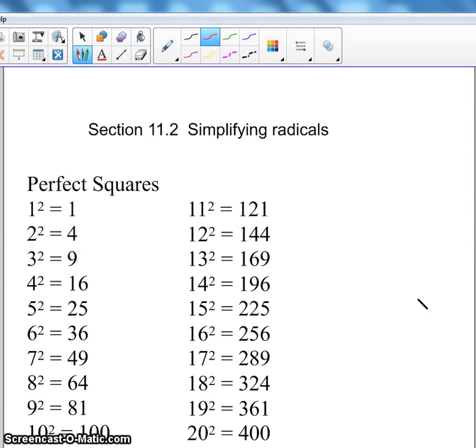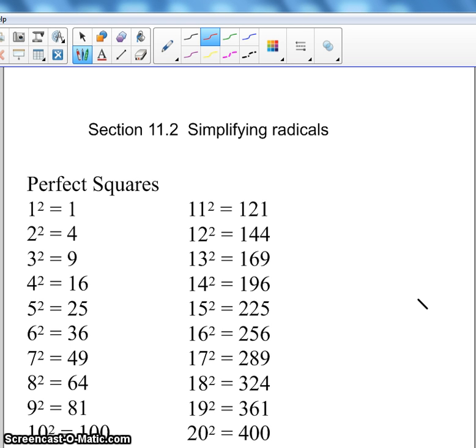Okay, this is a lesson on 11.2 in your textbook. We're going to be simplifying radicals today. One thing you want to be familiar with are the perfect squares. They're right here. You can pause this video as needed, but it would be a good practice to memorize these.